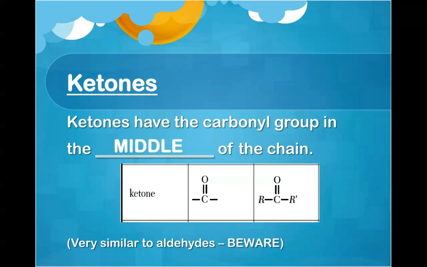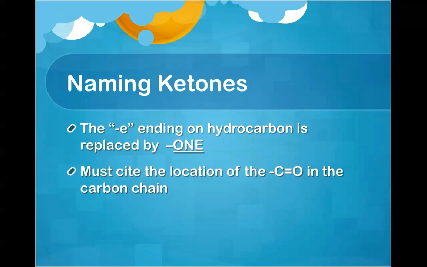Ketones, like I said, also have a carbonyl group. However, instead of it being at the end of the chain, it's in the middle of a chain. So again, this is very similar to aldehydes, so you have to be very careful paying attention to what's attached to that carbon. So here, again, we're going to be taking off the alkane name, dropping the E on that hydrocarbon, and replacing it with the ending ONE.